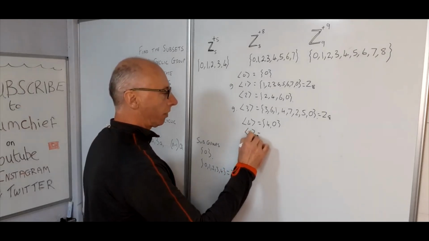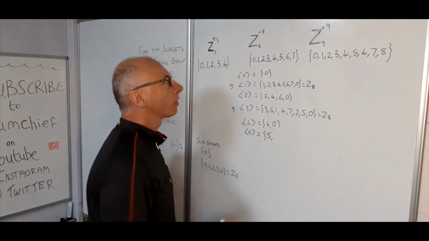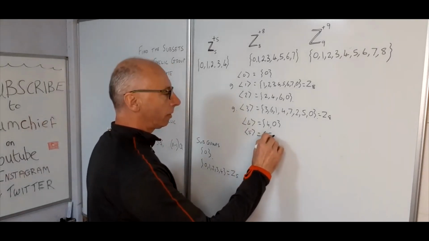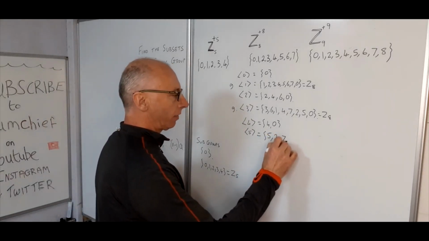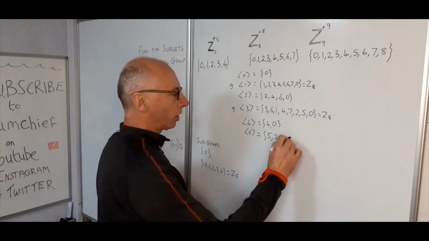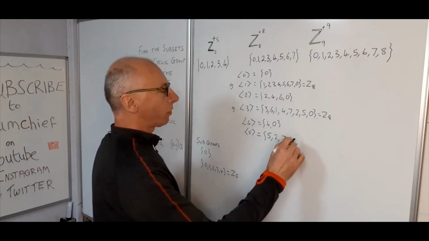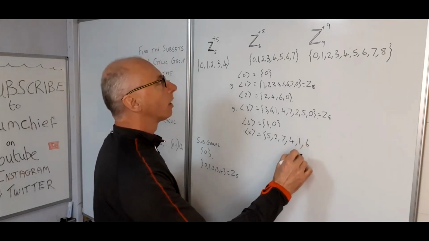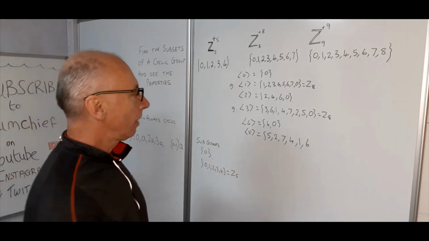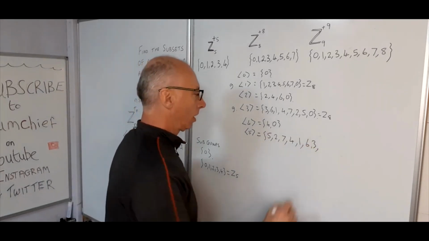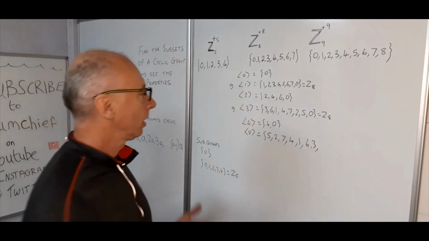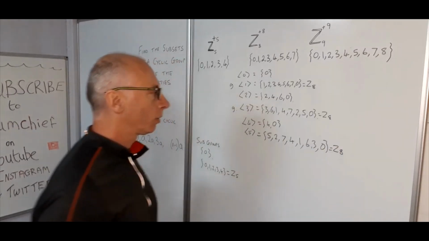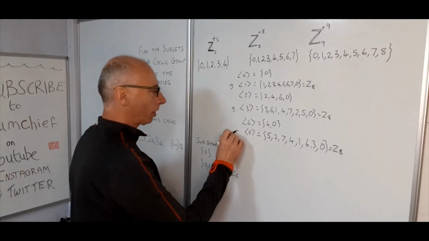Now on to 5. Keep adding 5 mod 8. Get 5. 5 plus 5 is 10, which gives 2. And then 7. 7 plus 5 is 12, which yields 4. 4 plus 5 is 9, which yields 1. 1 plus 5 is 6. 6 plus 5 is 11, which yields 3. And then 3 plus 5 is 8, which yields a 0. So again, this equals the group itself. And here we've got another generator.